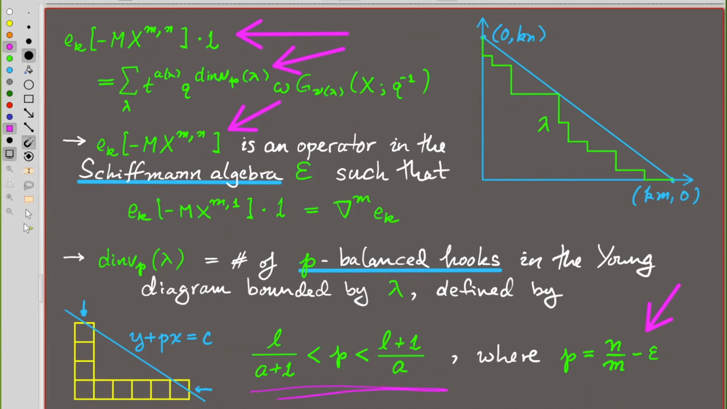But geometrically, what that means is that a line of that slope passes through the upper end and the right-hand end of the hook. All right, so you count the hooks that are balanced in that sense, and that gives you the q power. And then you take your LLT polynomial as before and put that all together. And that is the combinatorial expression for this Schiffmann algebra operator applied to 1.